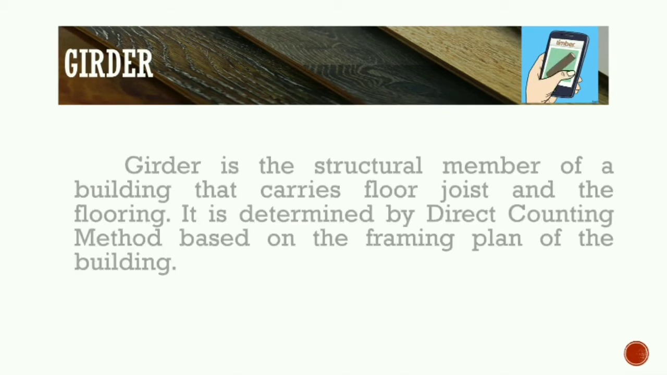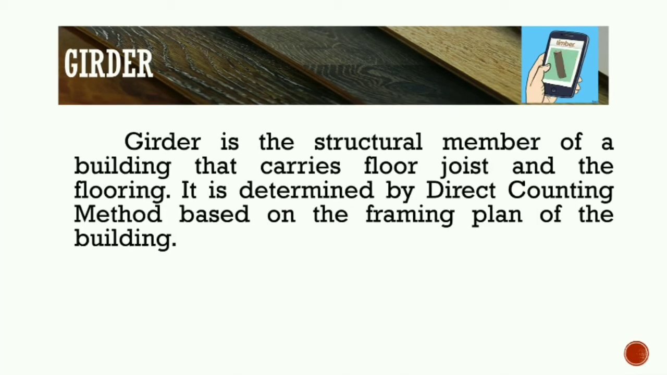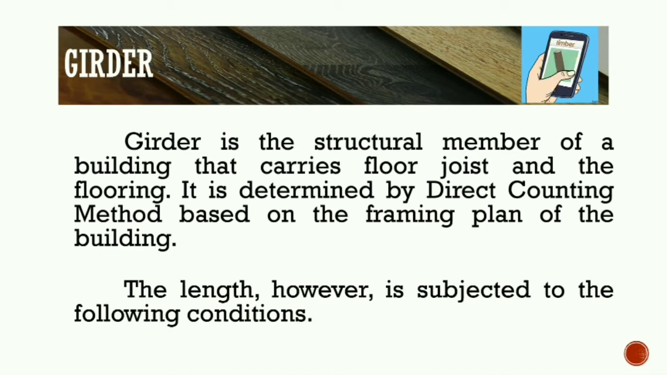Now for the girder. A girder is a structural member of a building that carries floor joists and the flooring. It is determined by the direct counting method based on the framing plan of the building. The length, however, is subjected to the following conditions.